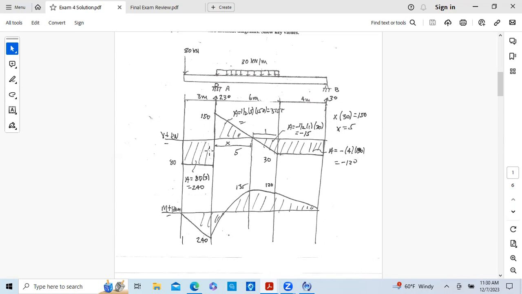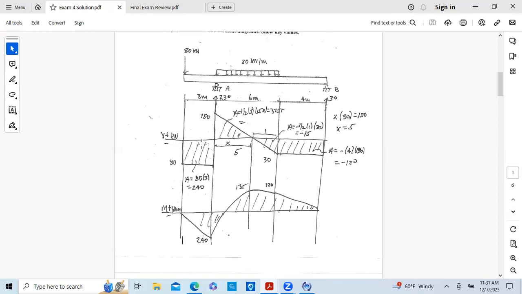Okay, 5 meters from this point here will give us this 0 point. If this is 5 and it's 6, then this distance is 1 over here. So we're able to calculate the areas, and we want to keep track of the positive and negative areas.